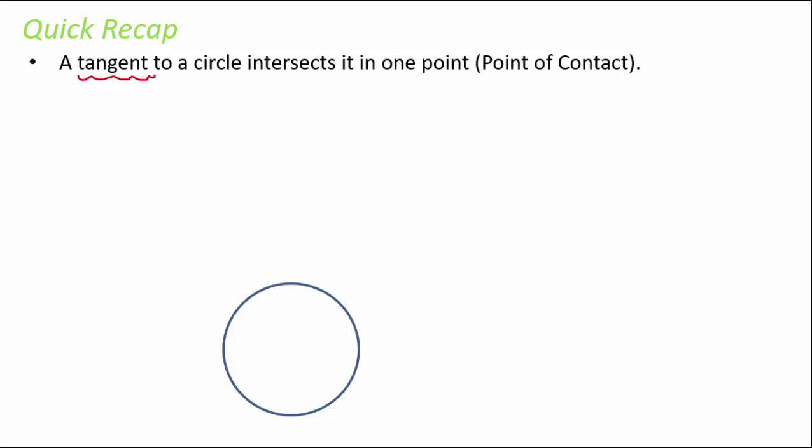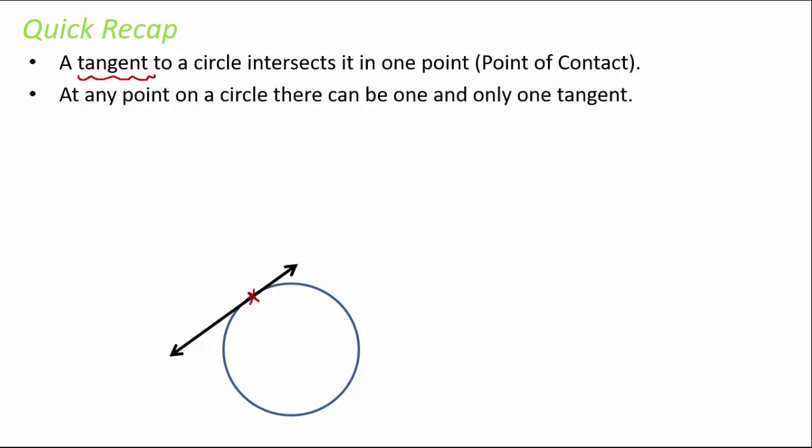So let's say if this is a circle, this is a tangent. A tangent is basically a line which passes from outside the circle and intersects the circle exactly at one point. And this one point is called the point of contact. At any point on a circle, there can be one and only one tangent. So let's say if you consider this particular point, at this point you cannot have more than one tangent.